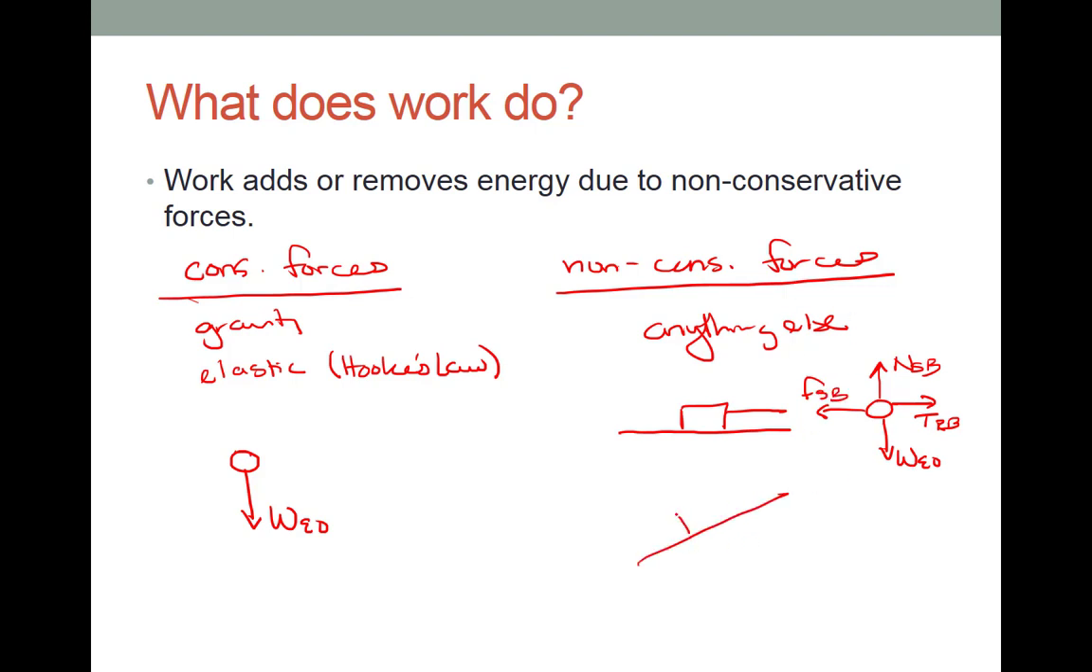Now, if I take that same block and start pulling it up an incline, let's try that again. Notice every force except the weight force has to change direction because the direction of the velocity has changed. And because the forces follow what's going on with the velocity, they're non-conservative. Notice, for our two conservative forces, we were able to define a potential energy. So I don't need to consider work due to conservative forces because I have potential energy terms that will take care of that for me.